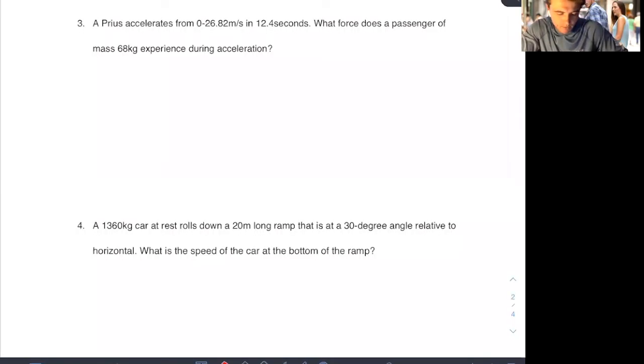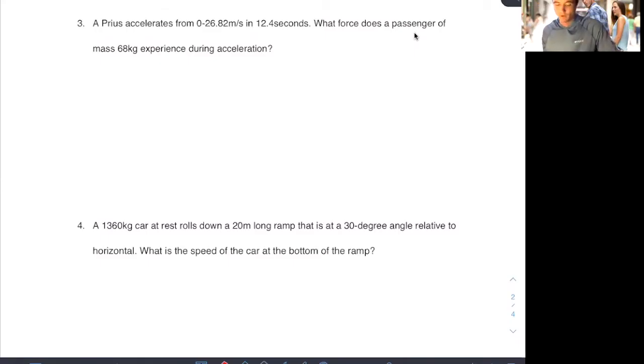Okay, number 3, a Prius accelerates from 0 to 26.82 meters per second in 12.4 seconds. What force does the passenger of mass 8 kilograms experience during the acceleration?